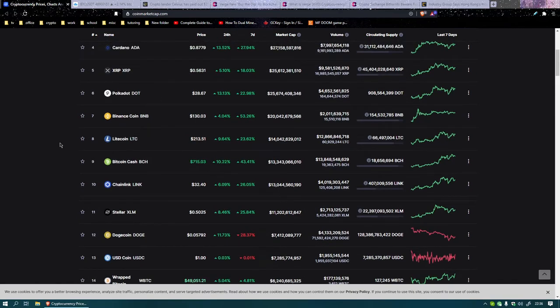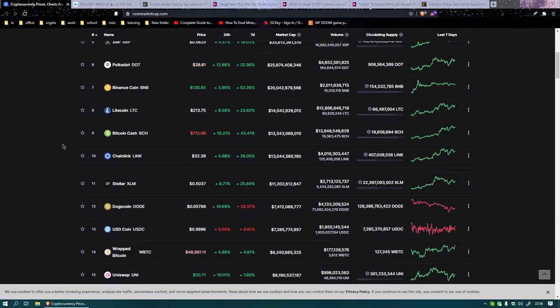despite being in the gun sights of the federal government at the moment. Polkadot, spot number six, just under 13% just now. Binance is in the number seven spot at just under 4%. Litecoin, 9.5% up at $213, pushing all-time highs right now. Pretty cool. Bitcoin Cash. Oh, past Chainlink. Chainlink fell to the 10th. Bitcoin Cash, $715, 10% up in the last 24 hours. Chainlink, only up 5%. Wow, why is Chainlink lagging behind the bull run?